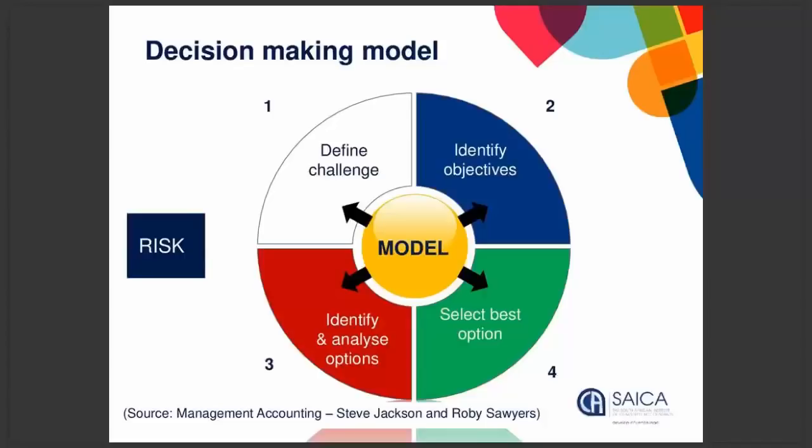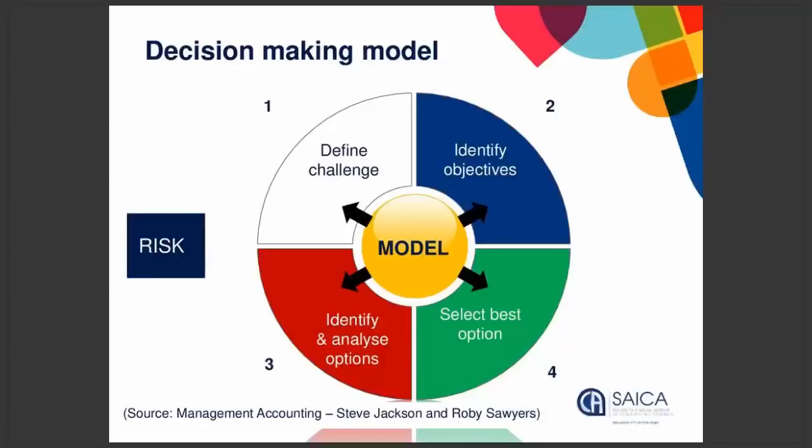And once you have done that, you can then identify the objectives that you are trying to achieve and begin to find and analyze what are the options available that will help you to achieve your objectives. And finally, after that, you should be in a position where you can weigh up each of the options and select what is the best option for your organization, taking into account, of course, the risk factors that would obviously have an impact on your decision. This model, as I said, is straightforward, easy to implement, and can be used for almost any decision that you have to make in your organization.